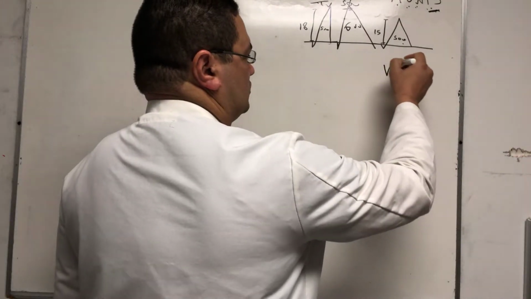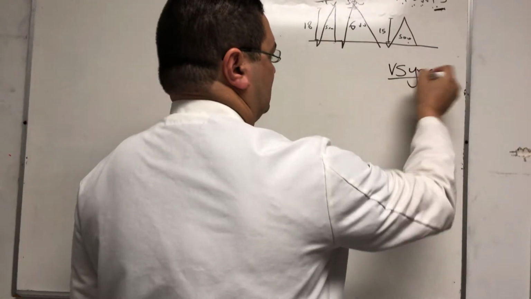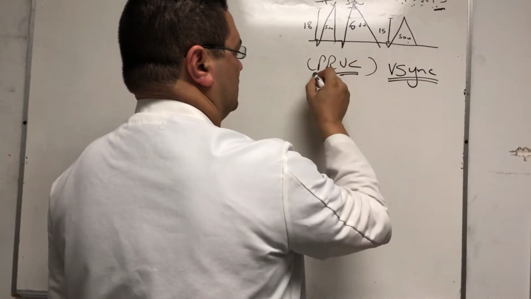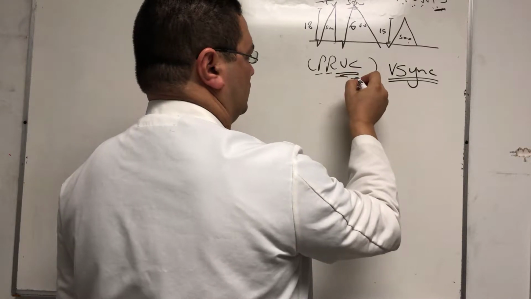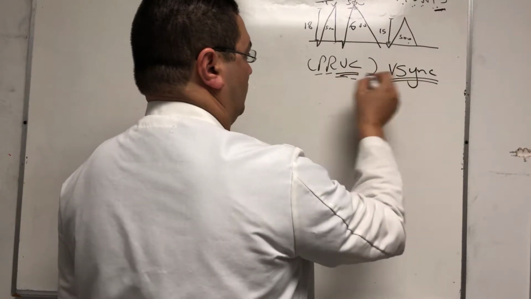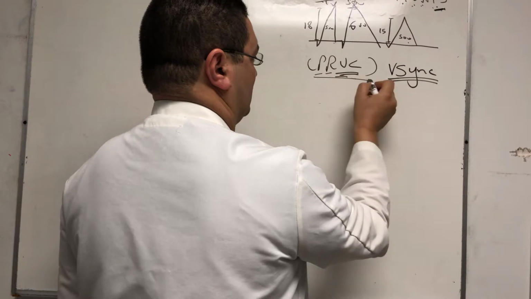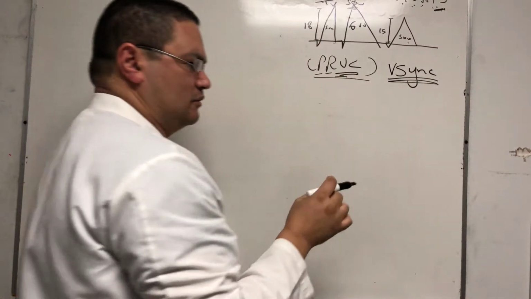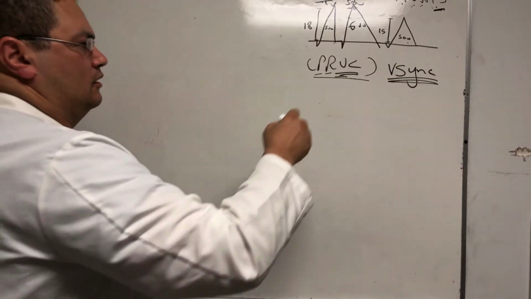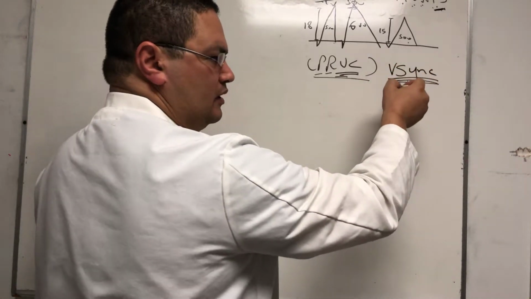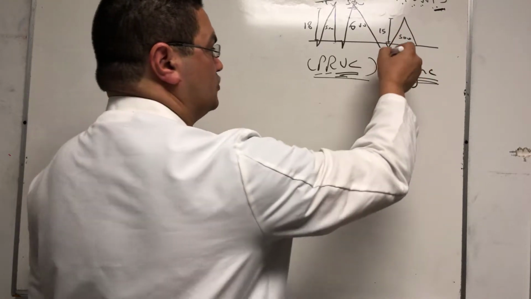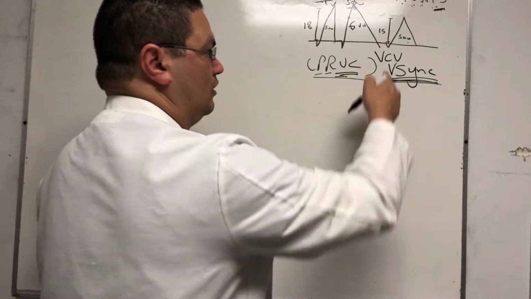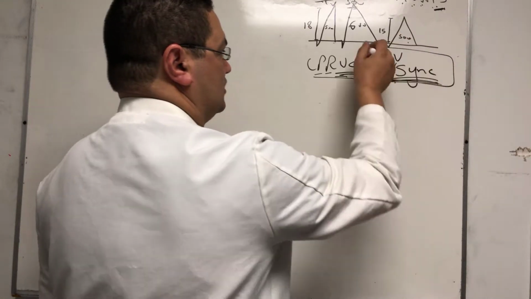The other mode of ventilation is only available on vent, and it's very similar to PRVC, which is pressure regulated volume control. I don't know why they have these two, but they have pressure regulated volume control and they have VSync. They're very, very similar to each other. VSync cannot be a mode by itself. It has to be a subset or a sub-mode of VCV. This one is a mode by itself.